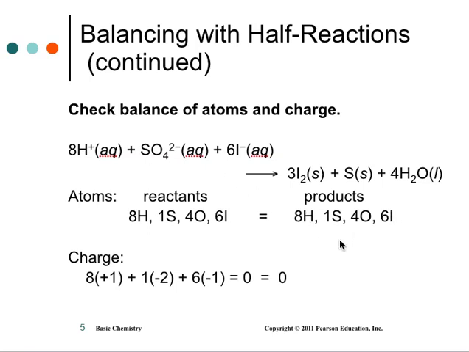And then you check the charges. I've got 8 times positive 1 because hydrogen was positive 1. I have 1, negative 2. I have 6 negative 1s, and all that adds up to 0. That's how I can tell that at the end, if everything equals 0, then I've only transferred electrons. One went to one place and went up by that same amount, and the other one dropped.